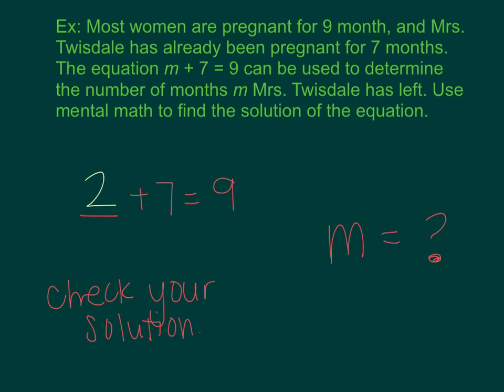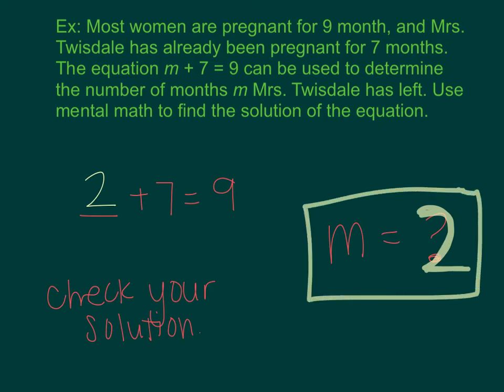So m equals 2. Let's see if I can erase this. Nope. I just have to write over the top of it. m equals 2. That is our solution. And we did that in our head. Sometimes it won't be as easy to do in our head. But that's all we have to do to solve this equation here.